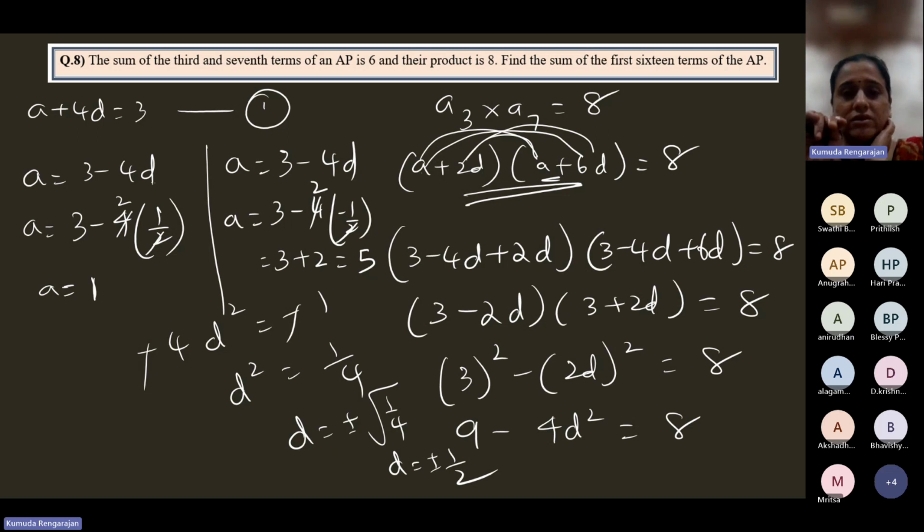So you have two sets of values for A and D, so you will be generating two different APs. But what's the question? Find the sum of the first 16 terms of the AP. They're not asking you to generate the AP. They want you to find the sum of the first 16 terms. But you have two different APs because you have two different values for A and D. So you'll get two different sums. S16, you can find two answers because you have two APs.